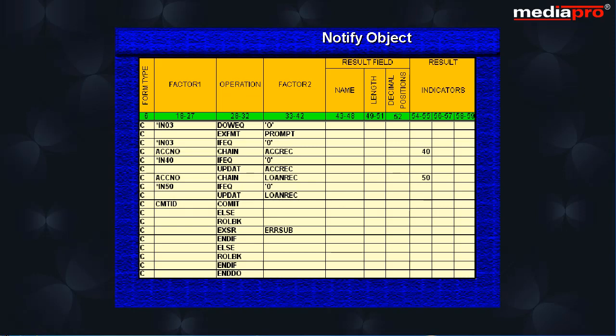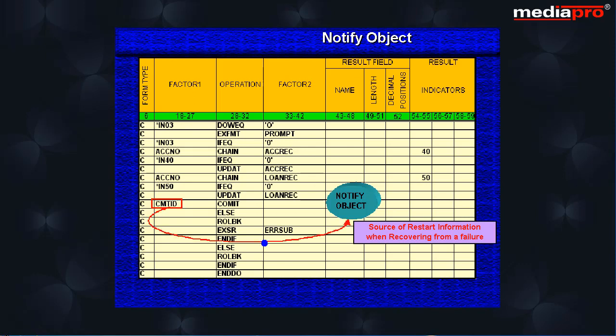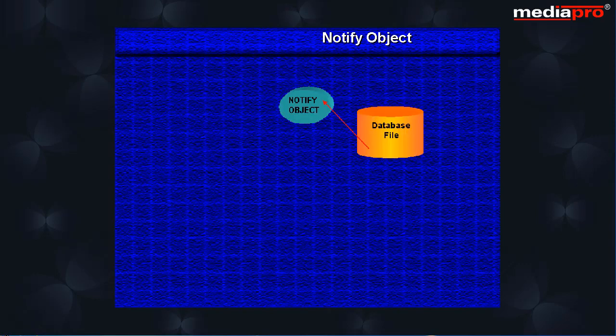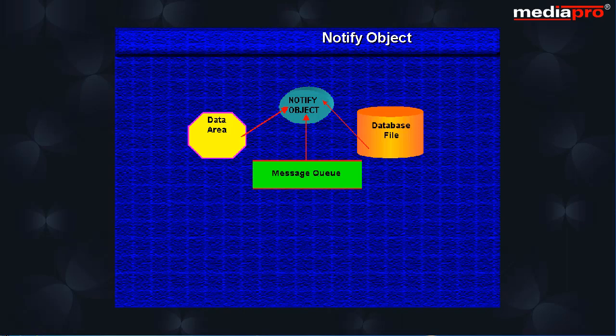Next, let us look at a notify object. A notify object is an object that can be used as a source of restart information when recovering from a failure. The commit identifier entry on the commit operation is used to supply the information to be placed in the notify object. You can use a database file, a message queue, or a data area as a notify object.